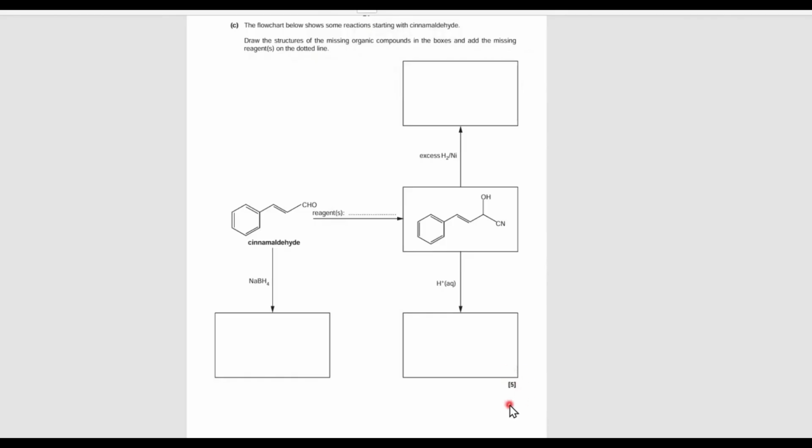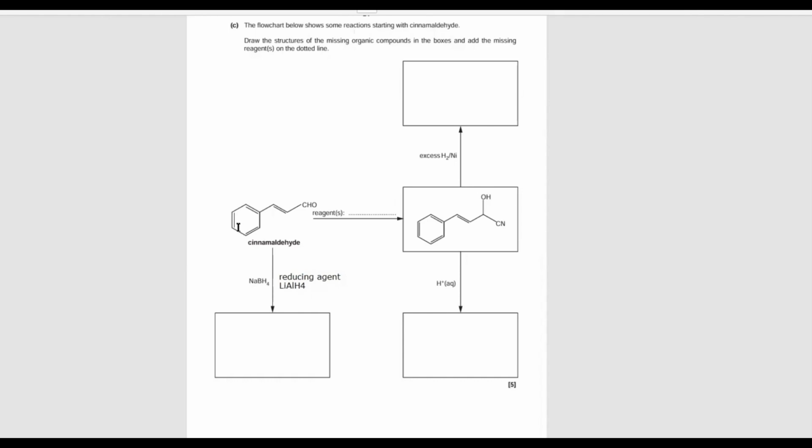Right, the flowchart shows some reactions with cinnamaldehyde. Draw the structures of the missing organic compounds in boxes and add the missing reagents on the dotted line. There's only really one reagent missing, I believe. Right, reducing agent. We've got NaBH4. You can leave a note in the comments if you can remember what that's called.